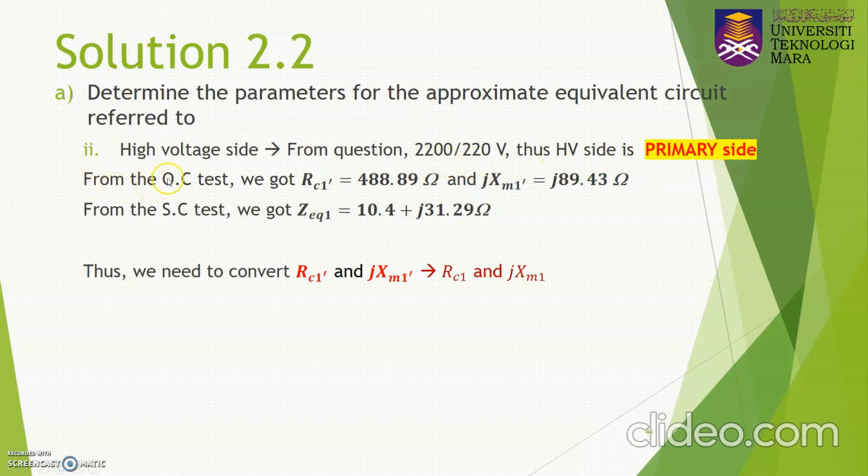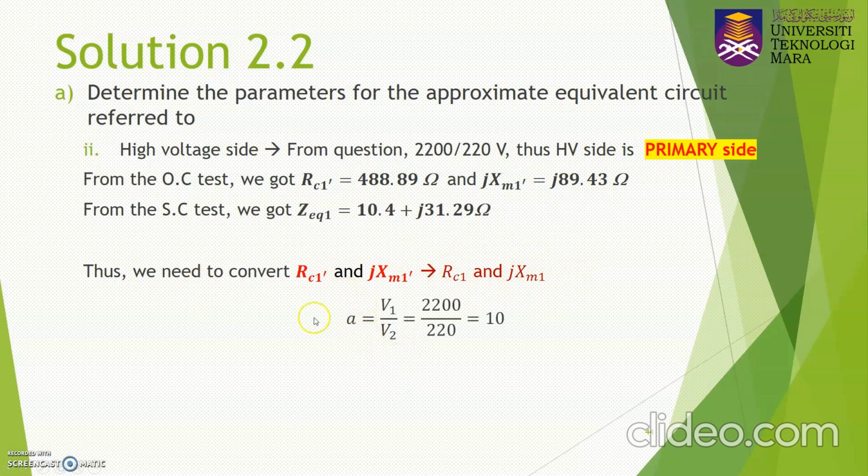From the open circuit test, you got RC1 prime and XM1 prime referred to the secondary side, so you need to convert these to the primary side first. For the short circuit test, you got Z equivalent 1 already referred to the primary side, so here you don't need to change anything. You just need to convert this value in order to refer to the primary side. We need to convert RC1 prime and XM1 prime to RC1 and XM1.